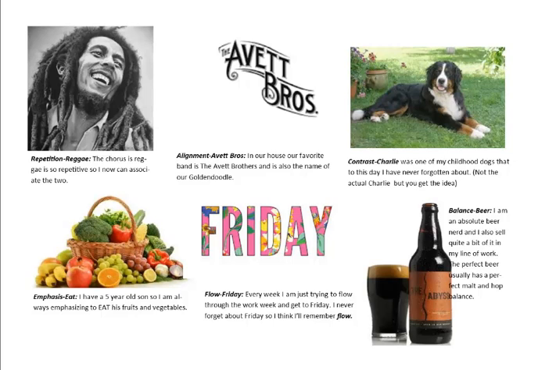Emphasis eat. I have a 5-year-old son, so I'm always emphasizing to eat his fruits and vegetables. Flow Friday. Every week I am just trying to flow through the work week to get to Friday. I never forget about Friday, so I think I'll remember flow. Balance beer. I'm an absolute beer nerd and also sell quite a bit of it in my line of work. The perfect beer usually has a perfect malt and hop balance.